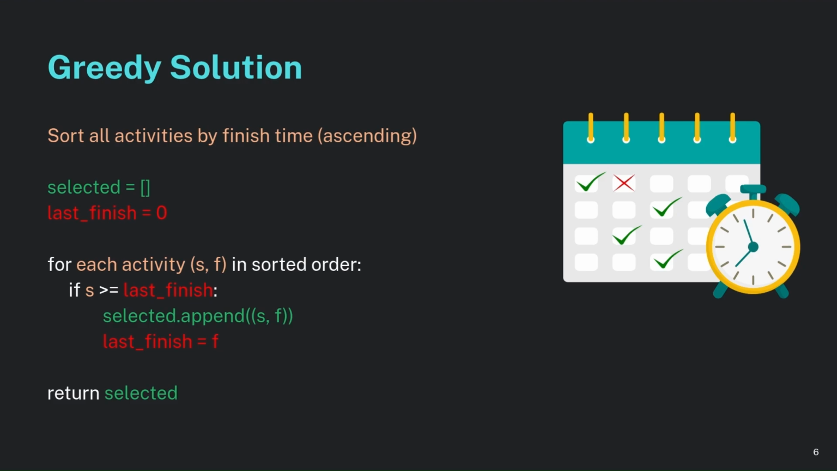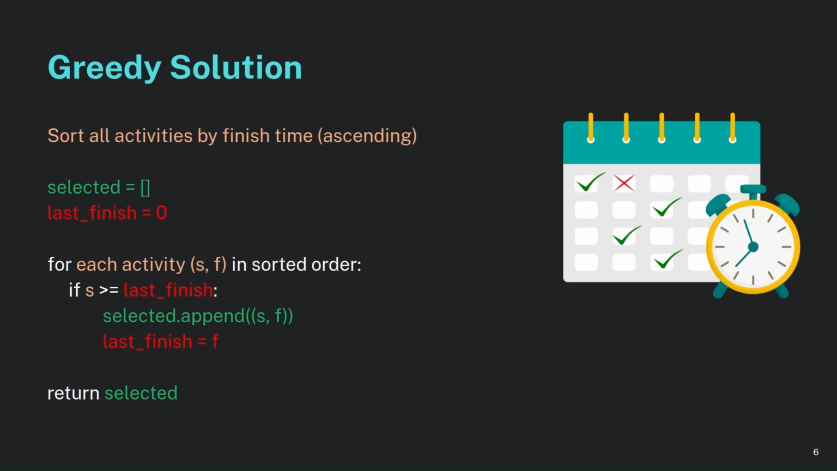Then I am going into the main loop, and for each activity, sorted in ascending order based on finish time, I'm looking at its starting time. If the starting time is later than or equal to the last finished task's finish time, then I am adding that activity to my selected list. Since I added a new activity, I am updating my last finish time, and at the end of the main loop, my selected list will give me the maximum activities I can do.